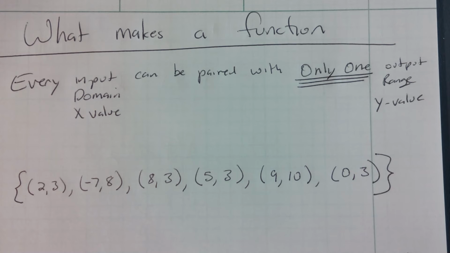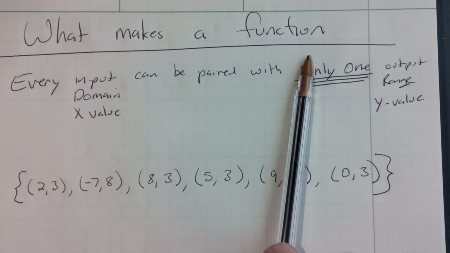Welcome. We're going to learn what it takes to make a relationship a function. Because we've talked about relationships just being ordered pairs, lining up X's and Y's together. There doesn't have to be any particular rule or method for a relationship, but for a function, there has to be a specific rule followed.